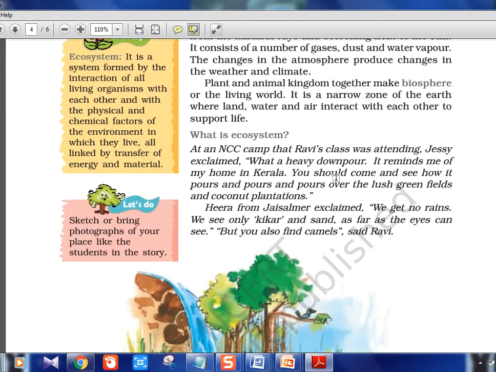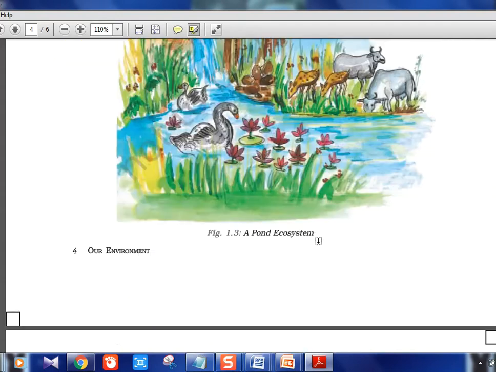Okay, biosphere, ecosystem, like this definitions you can see: it is a system formed by the interaction of living organisms with each other and with the physical and chemical factors of the environment. So the living beings, when they interact with each other, that is also called ecosystem, and we are interacting with the nature or surroundings, that is also ecosystem. So there will be transfer of energy, material, and all those things. That is ecosystem, which is interaction within the environment. Again through a story we are explaining, we don't need it.